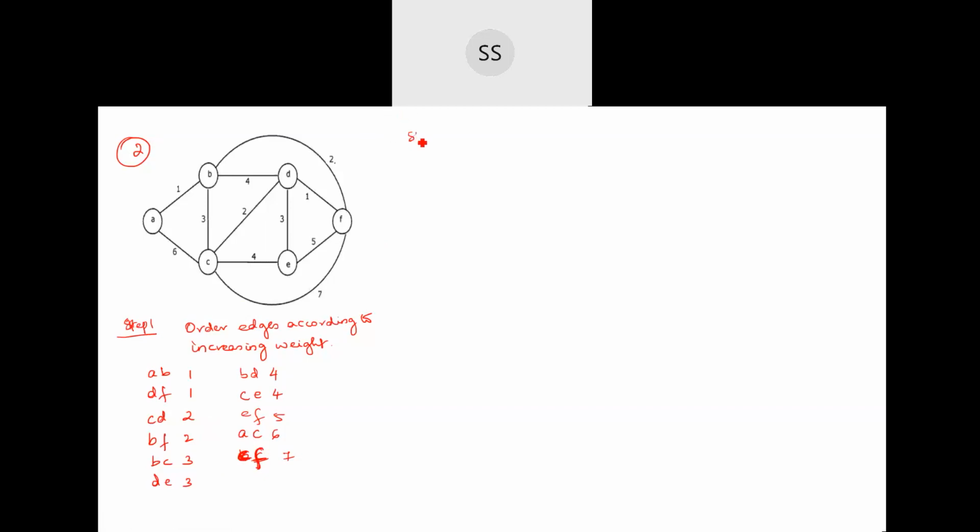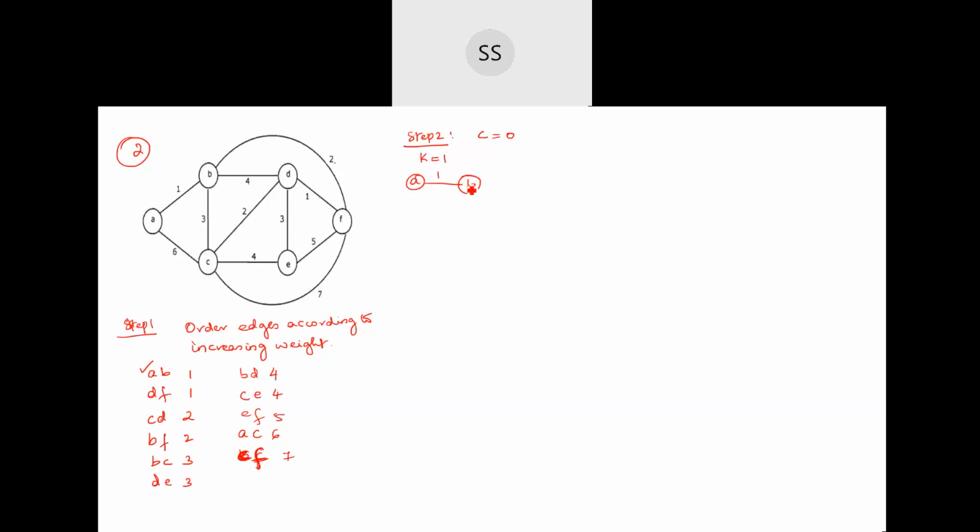Now what is my second step? What is going to be my second step? In the second step, I have to consider the edges one by one. So my k value is 1. Initially the value of my component is 0. That means I don't have any components, I don't have any spanning trees. So k is equal to 1 means I'm going to consider the first edge, that is A and B, which has got the value 1.